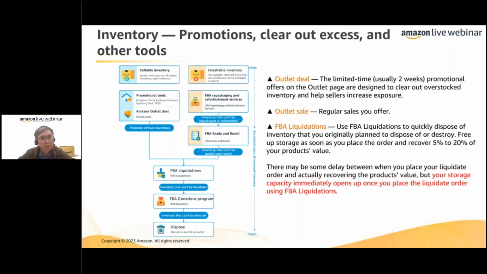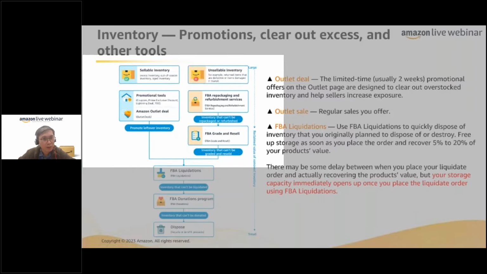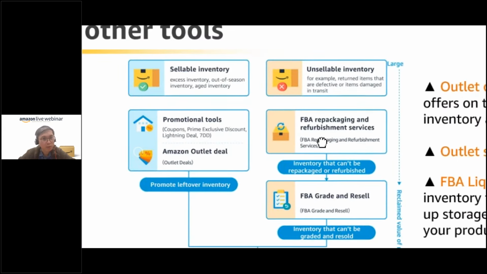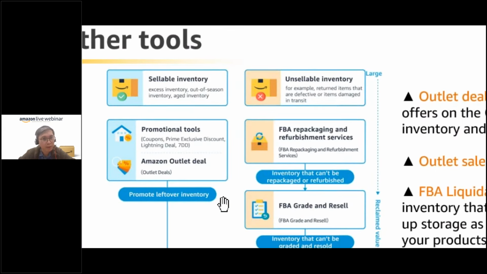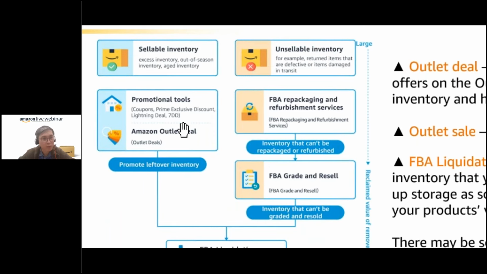There are also some other ways that can help you clear out your excess inventory, and there are some other tools here. This gives you a diagram of what you can do. If you have sellable inventory, you can continue to use promotional tools like coupons and Prime Exclusive Discounts, run any deals, or even do the Amazon Outlet deals to promote your leftover stock.